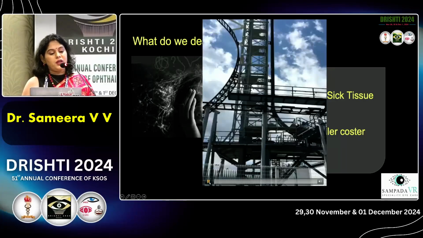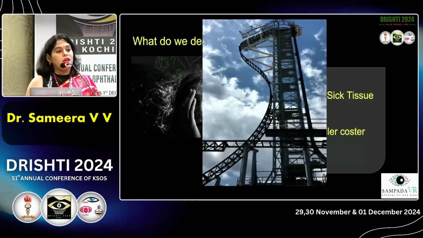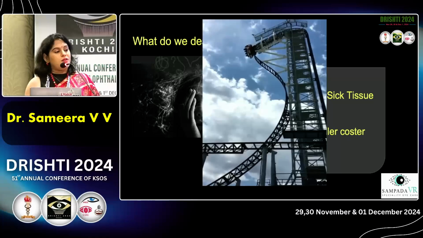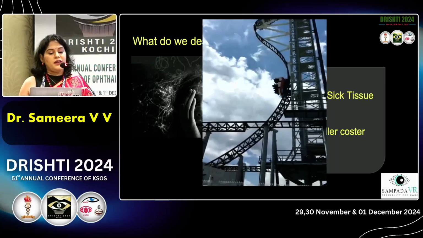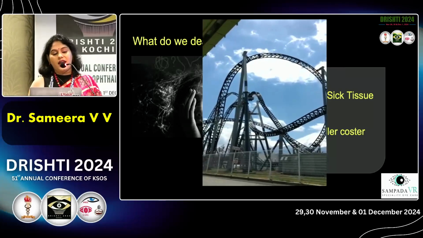So once you inject, this is what we feel. You can see after an injection, the vision is becoming okay and the patient is happy. And then just after an injection, maybe 1 or 2 months later, the visual acuity is coming down and the roller coaster is going again and again.